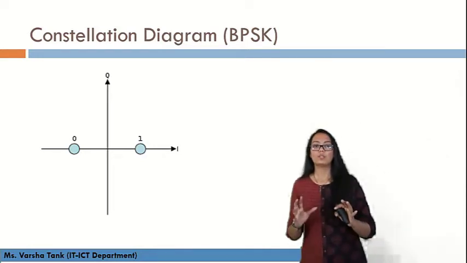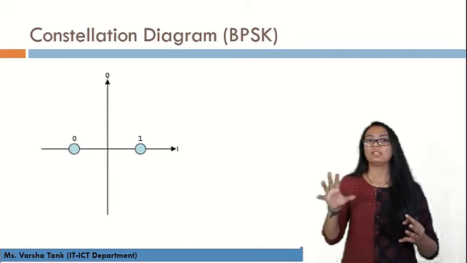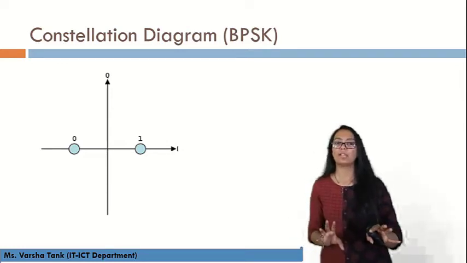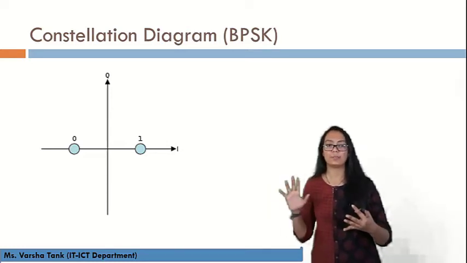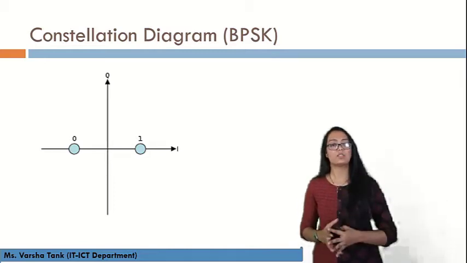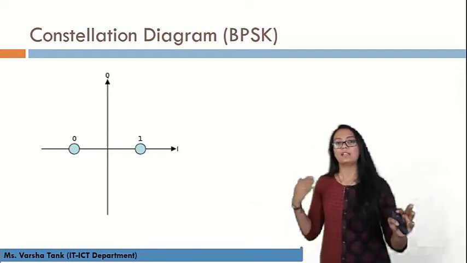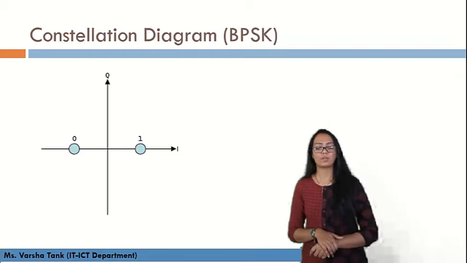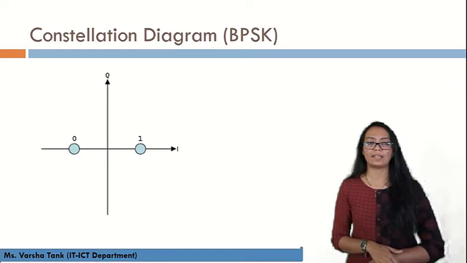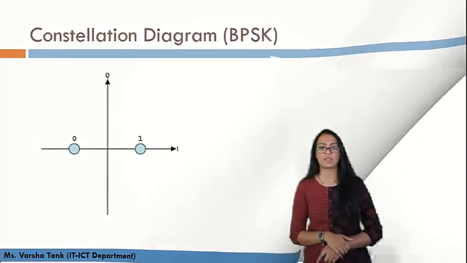Now, if you want the constellation diagram, you need to draw the diagram where the logic levels, that is your data signals, will be represented in the form of a phase chart, that is your constellation chart. Logic 1 will be represented on the right hand side and logic 0 on the left hand side in the constellation diagram for BPSK, as you have only two logic levels.